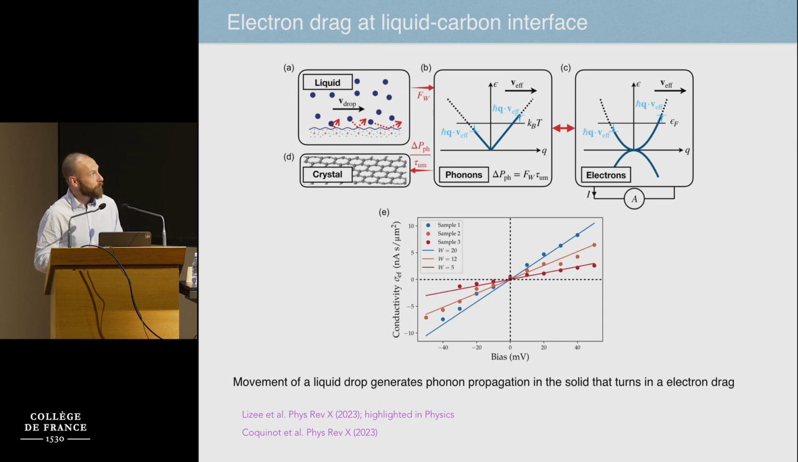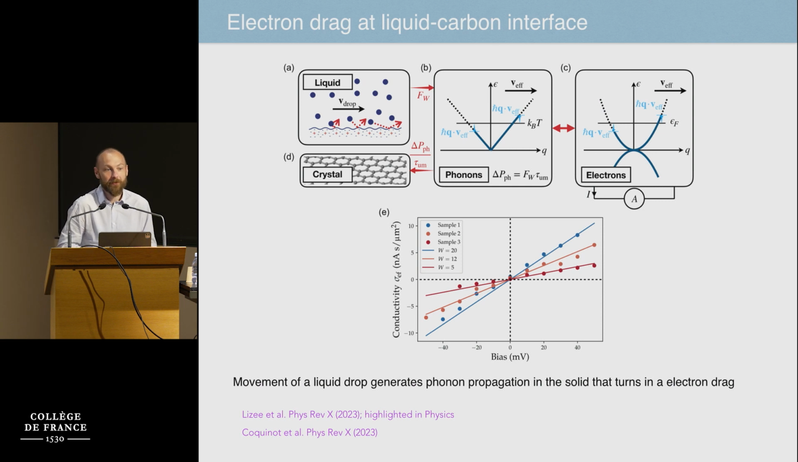They were very kind to push the model a bit further and to provide us some predictions that we can compare with their theory. In particular, for example, to investigate how this current generation can be modified by a bias voltage, so basically by changing the band structure, the occupation of the band structure. And here is the comparison between the experimental points and the theory.